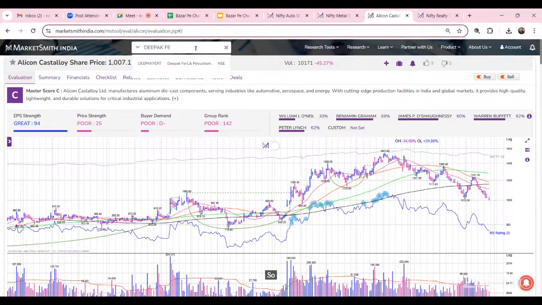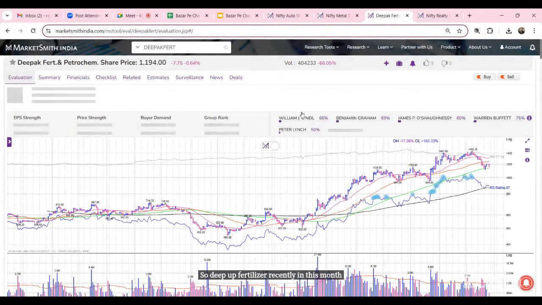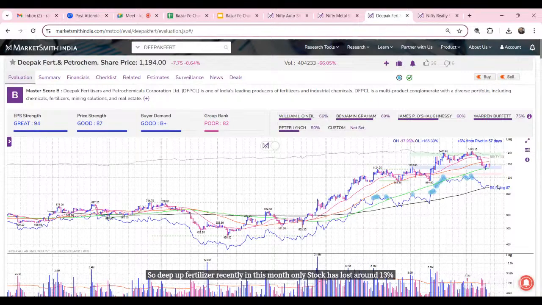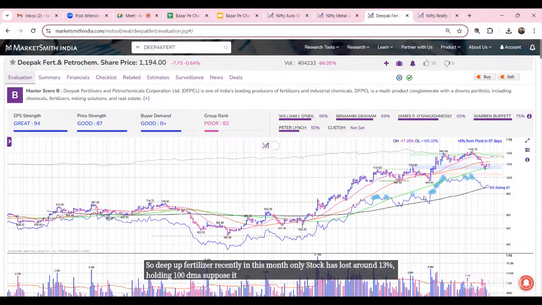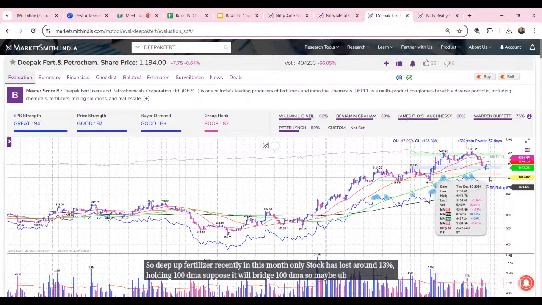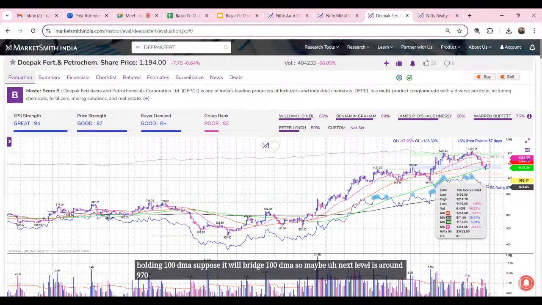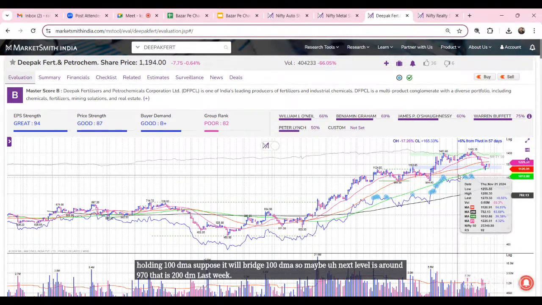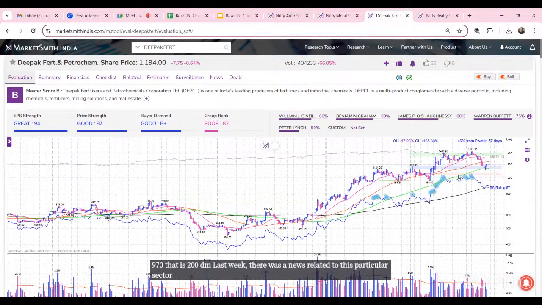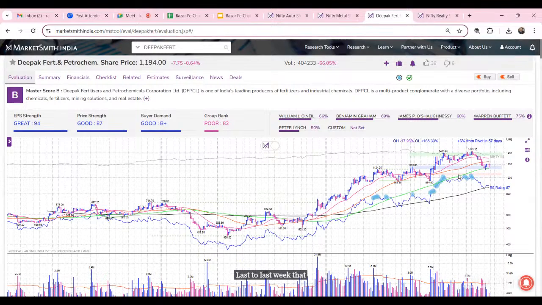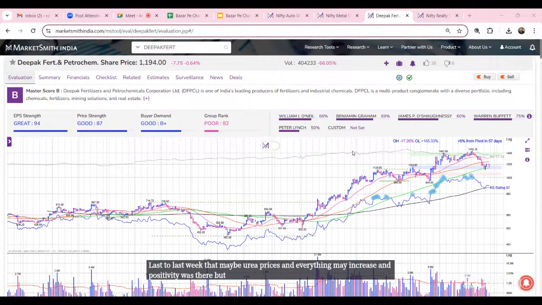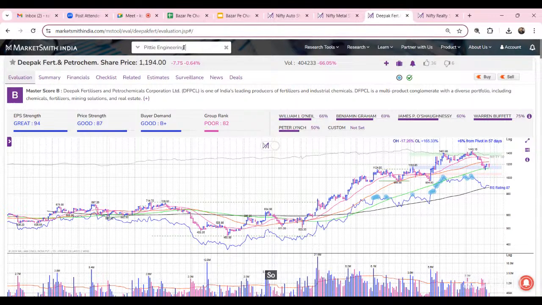Deepak Fertilizer, in this month only, the stock has lost around 13%, holding the 100 DMA. Suppose it breaches the 100 DMA, the next level is around 970, that is the 200 DMA. Last to last week there was news related to this sector that urea prices and everything may increase, and positivity was there, but suddenly the market turned negative, and now the stock is negative. The 100 DMA is a support area currently placed around 1040, 1030 is a key level to watch. So some bounce back may happen in this stock.